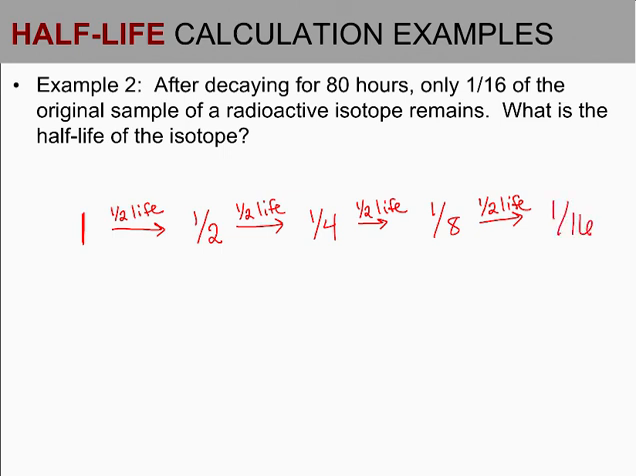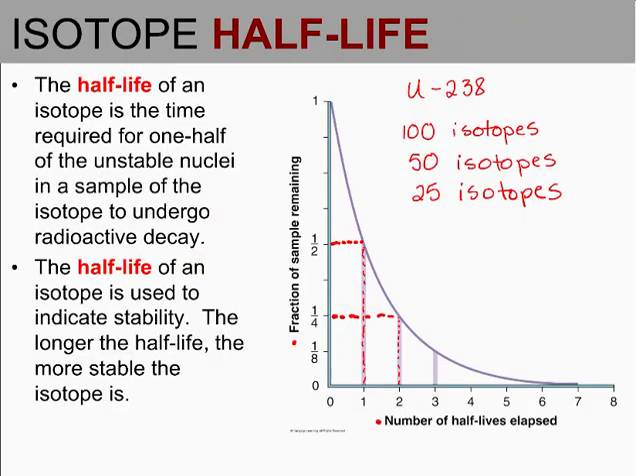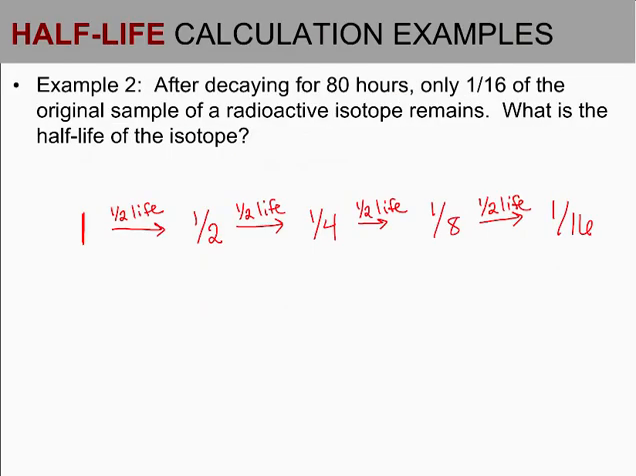So this is really similar to that graph I showed you earlier. On the y-axis, we started out with 1 as our fraction, and after one half-life, we had 1/2 of our sample left. And then after another half-life, we had 1/4 of the sample left, and so on and so forth. So it's kind of a similar idea there. Okay, so this tells me that this sample underwent 4 half-lives. There were 4 arrows there.